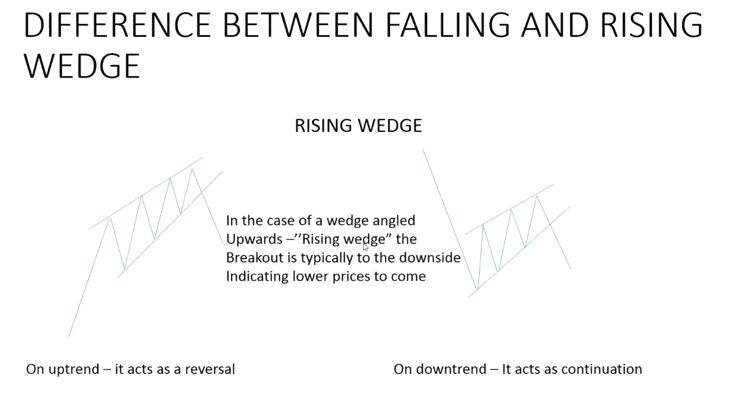This is a rising wedge. You can see price pushed upwards, came back down. This is a higher high, higher low, higher high, higher low, higher high, higher low, higher high. And then it failed to create a higher low here. It broke to the downside. But when you draw the pattern, you can see that it's becoming narrow.